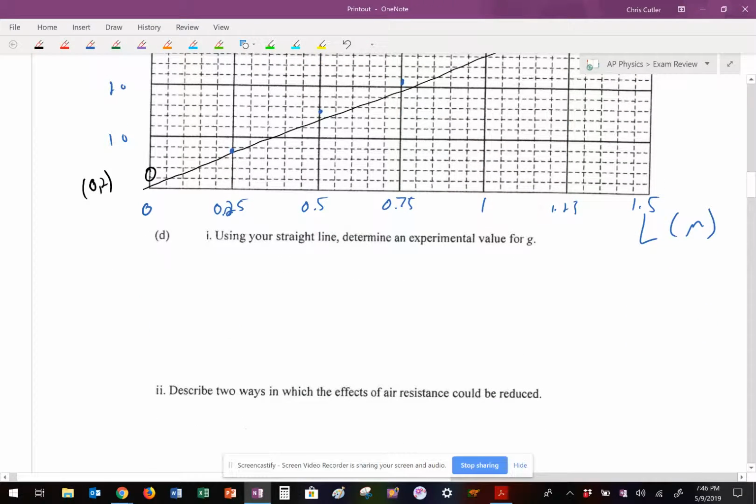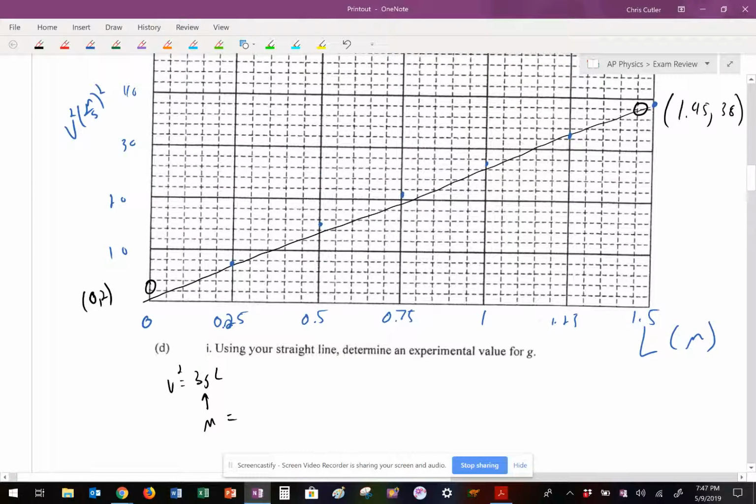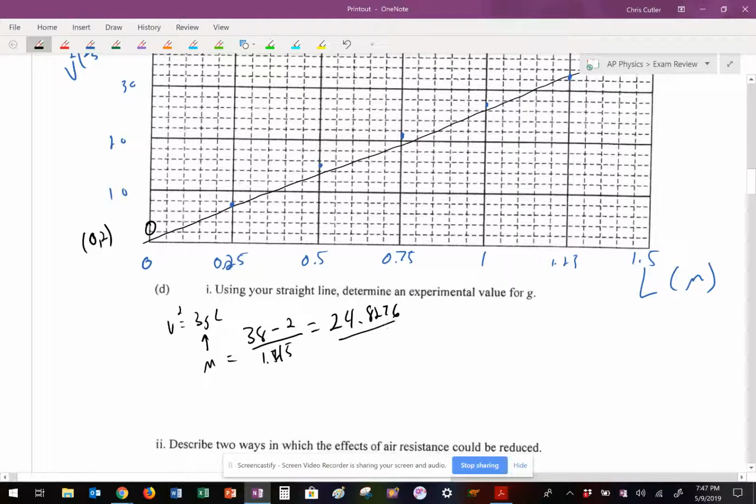Now, straight line. Our equation is v squared equals 3GL. This is our slope m, and that's equal to y2 minus y1 over x2 minus x1. I end up with 24.8276. Please remember it's 3GL, so you have to divide by 3, and I end up with a g equal to 8.28 meters per second squared.